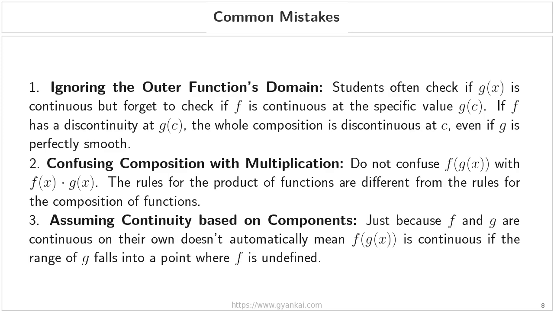Finally, do not simply assume continuity based on the individual components. Just because function f and function g are continuous on their own does not automatically guarantee that the composite function f of g of x is continuous. This happens if the range of the inner function g results in a value where the outer function f is undefined. Referring back to our assembly line analogy, if the first machine produces a part that the second machine is not designed to handle, the entire process fails.